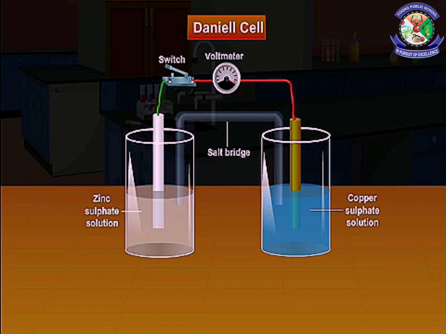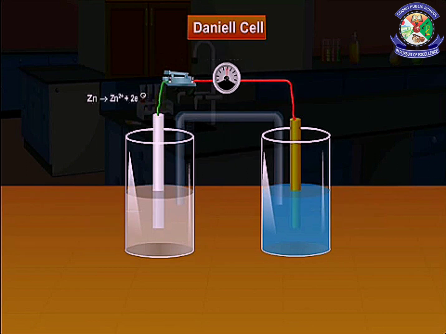The two solutions are interconnected with the help of a salt bridge, which helps to maintain electrical neutrality between the solutions. As soon as the switch is closed in the circuit, the current starts to flow from copper electrode to zinc electrode. This can be confirmed by the deflection of the needle in the voltmeter, which is connected in series.